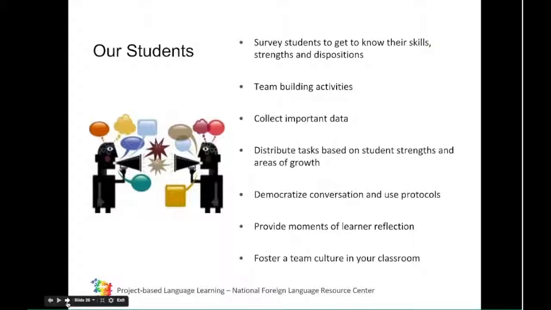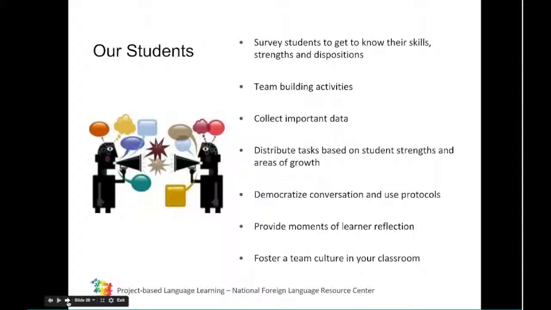So it's important to build a classroom culture where they're going to be comfortable even participating in these types of tasks. Make sure you survey students to get to know their skills, strengths, and dispositions. Make sure you have team building activities, collect important data, distribute tasks based on student strengths and areas of growth, democratize conversation and use protocols, provide moments of learner reflection, and foster a team culture in your classroom.